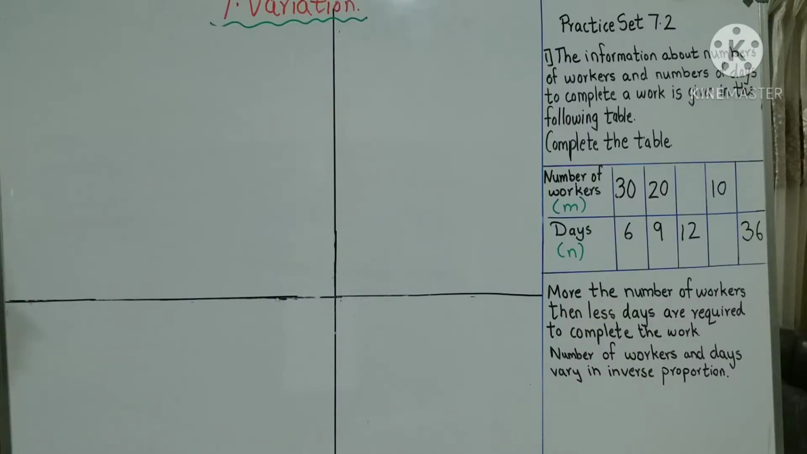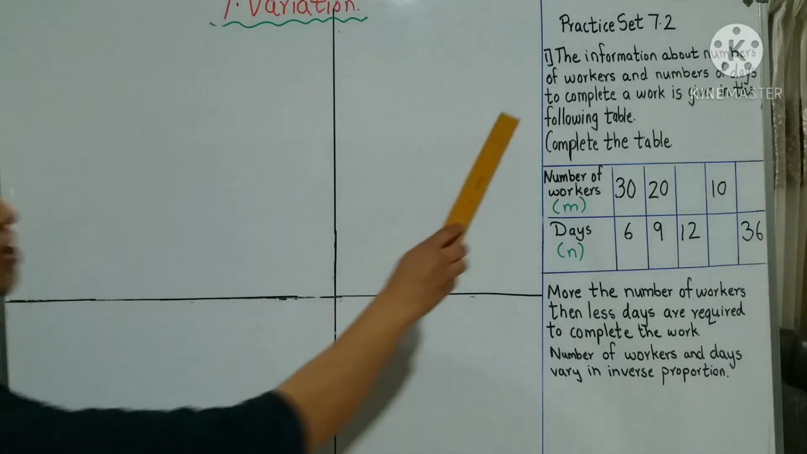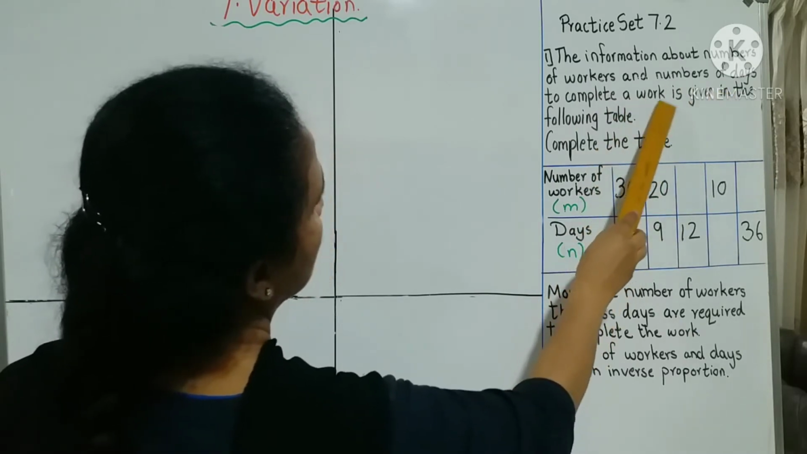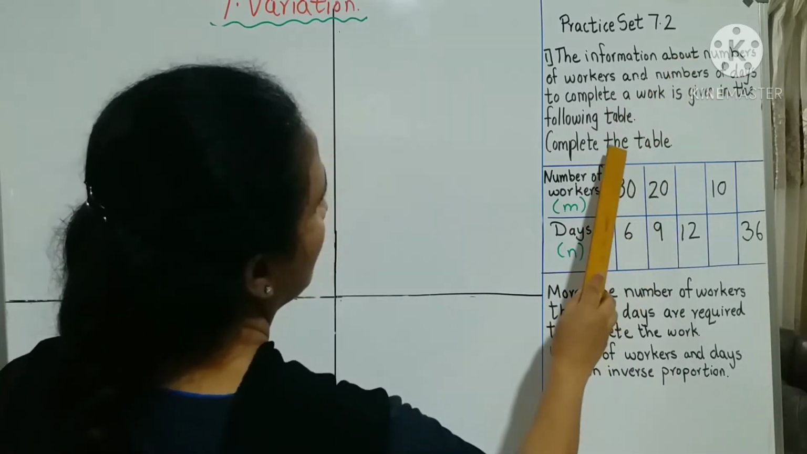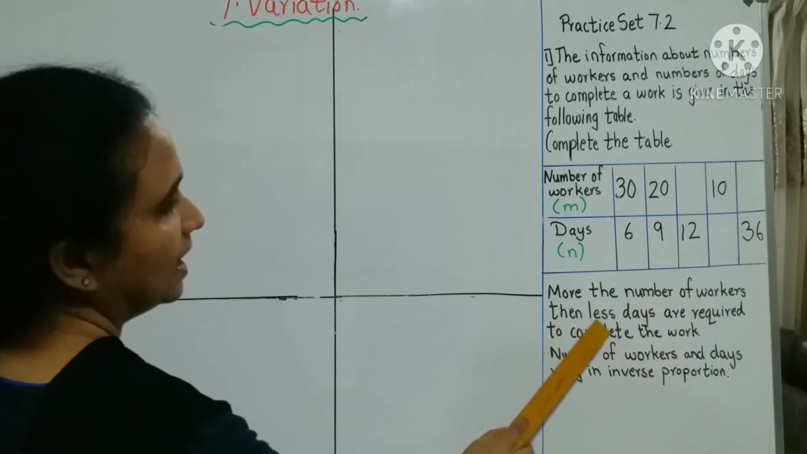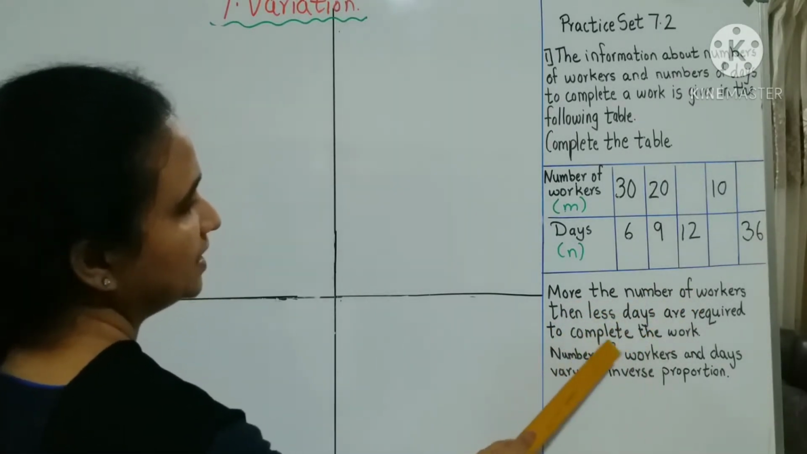Now, let us solve the first sum from practice set 7.2. The information about the number of workers and number of days to complete a work is given in the following table. Complete the table. More the number of workers, then fewer days are required to complete the work.